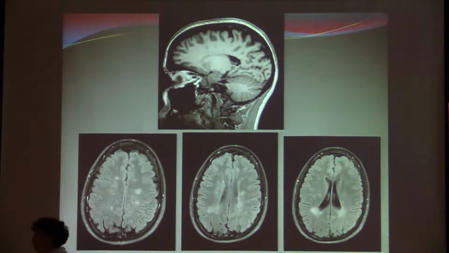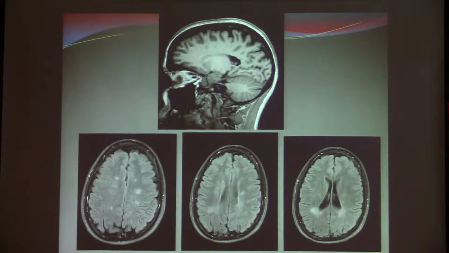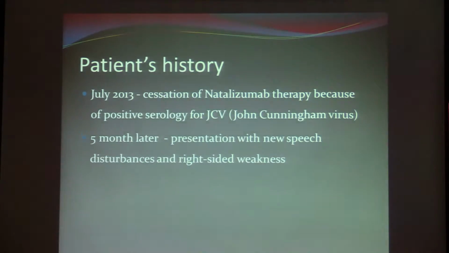On the top of this slide, you can see a sagittal T1 image, and on the bottom of the slide, we see FLAIR images on different levels. On the FLAIR images, several hyperintense lesions are identified perpendicular to the lateral ventricles that are typical for multiple sclerosis. In July 2013, her therapy with natalizumab was stopped because she had a positive serology for JC virus.